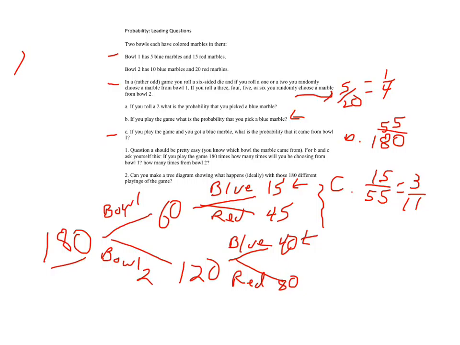Maybe the best way of doing problems like this is to make a tree diagram. The hard part, if you're trying to get whole numbers, is to figure out what this number should be. I wanted it to be a multiple of 30 and 20, since one of the bowls had 30 marbles and one had 20 marbles. And that takes care of it.